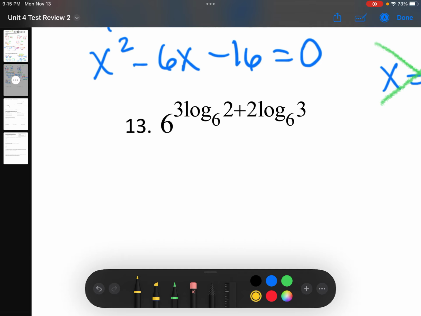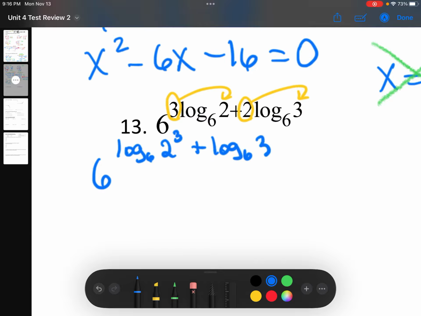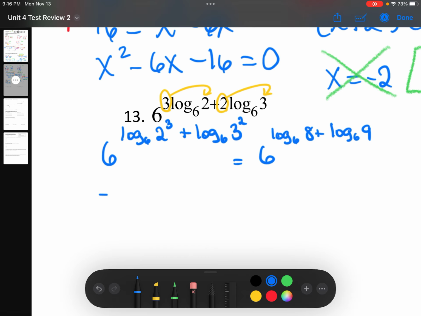On 13, we want to simplify this big yucky exponent. We're going to take that 3, make it a power. We're going to take this 2, make it a power. So 6 to the power of log base 6 of 2 to the third plus log base 6 of 3 squared. So that's 6 to the power of log base 6 of 8 plus log base 6 of 9. All of that is in the exponent.